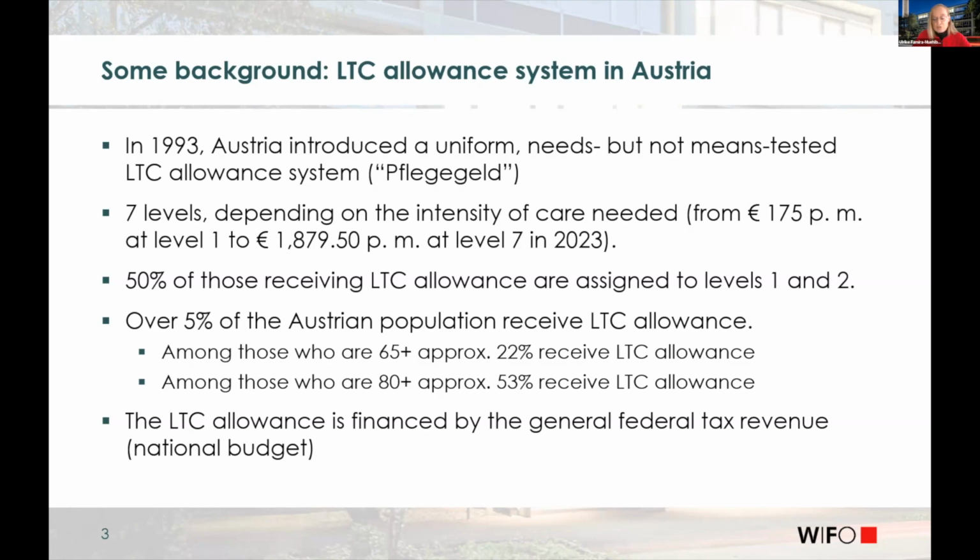So 50% of those receiving long-term care allowance are assigned to level 1 and 2. And all in all, about 5% of the Austrian population receives long-term care allowance. Among those who are 65 plus, more than a fifth received the allowance, and among those who are 80 plus, about half receive the long-term care allowance. And it is financed by the general federal tax revenues, meaning by the national budget.